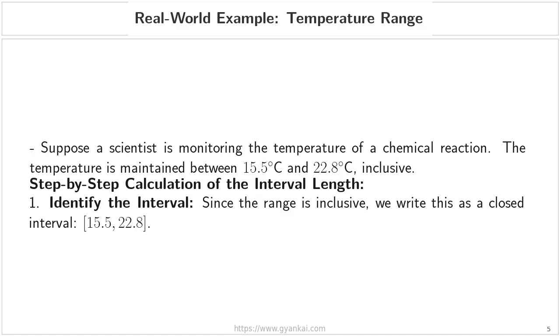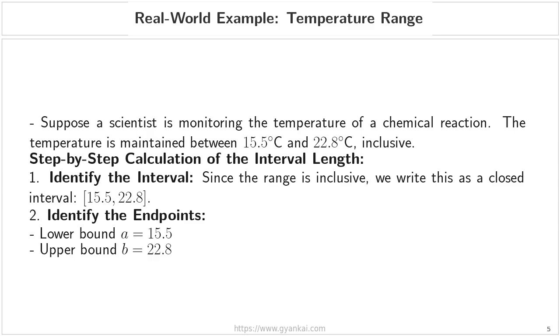First, we need to identify the interval. Because the problem states the range is inclusive, meaning the temperature can be exactly 15.5 or exactly 22.8, we use square brackets. So, we write this as the closed interval, 15.5 to 22.8. Second, let's identify our endpoints. Our lower bound, which we'll call A, is 15.5. Our upper bound, which we'll call B, is 22.8.